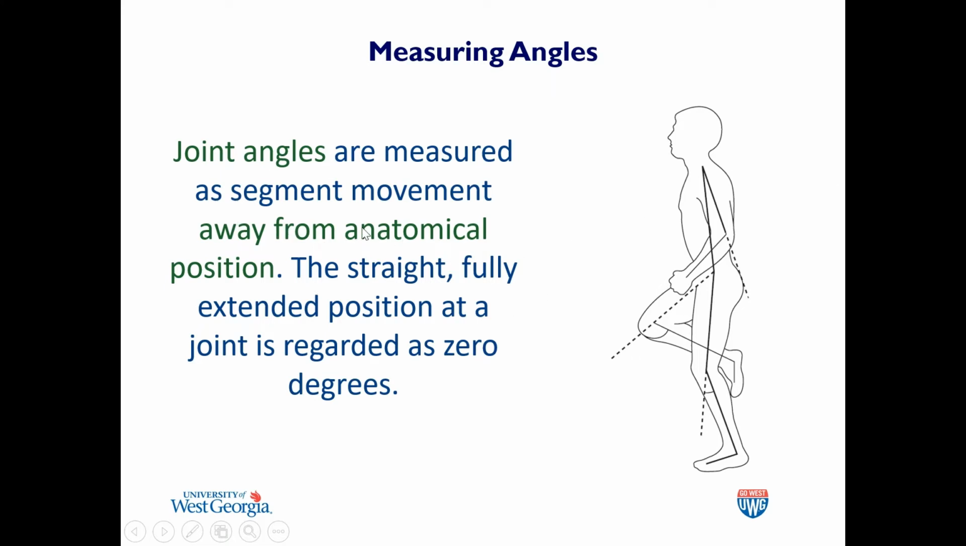And we're always comparing that to the anatomical position. So remember that anatomical position: standing straight up, arms down by your side, thumbs out. So we're always measuring in reference to that. And the straight, fully extended position is always considered the 0 degree mark, and then we move from there for each body segment that you're looking at.